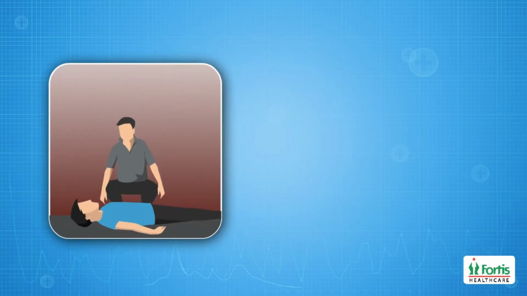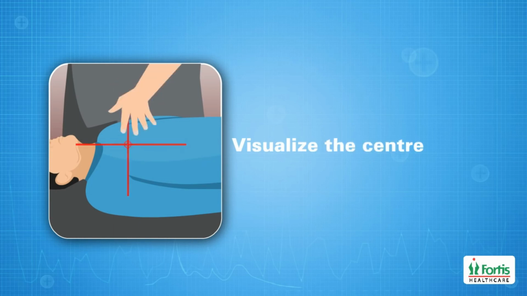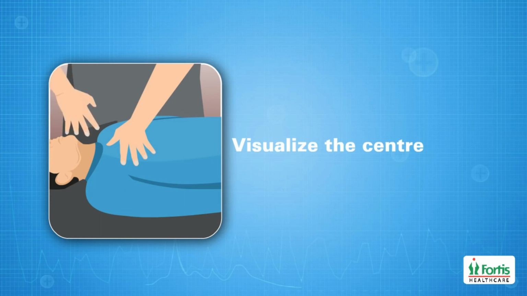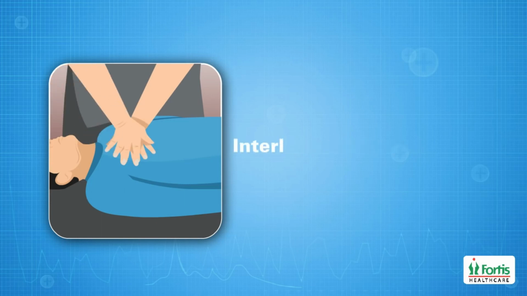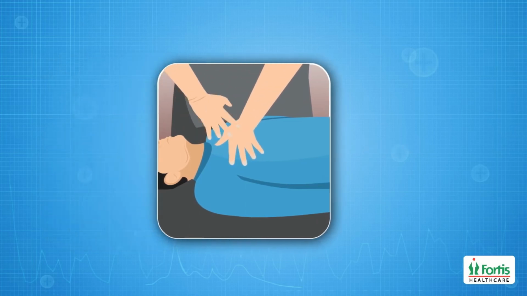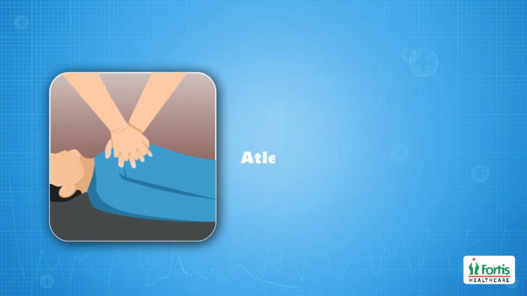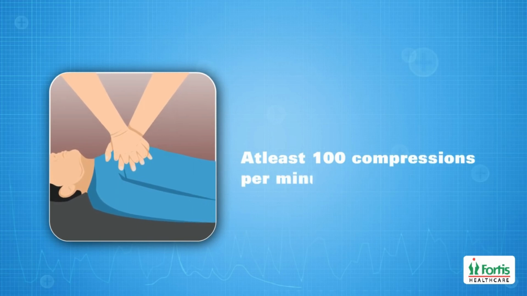Position yourself in a way that will allow you to apply vertical pressure during compressions. Visualize the center of the casualty's chest and place the palm of one hand on that point. Place the other palm on top of the first and interlock the fingers. Alternatively, you can also grasp around the wrist of the first hand. Either method is acceptable. Deliver 30 chest compressions at the rate of not less than 100 compressions per minute.